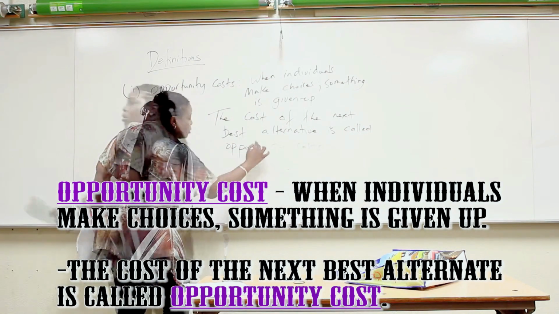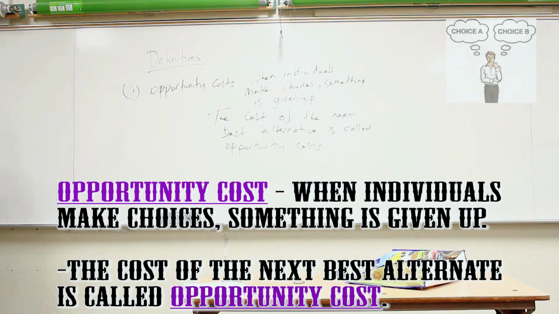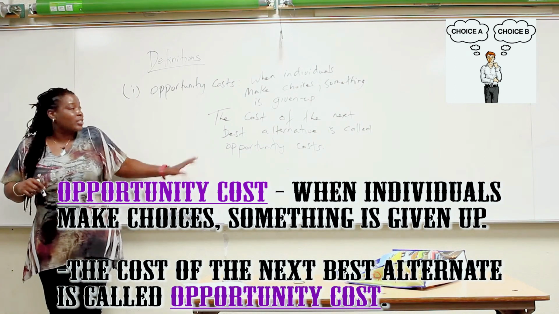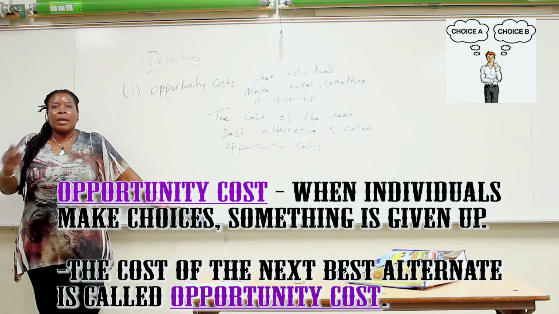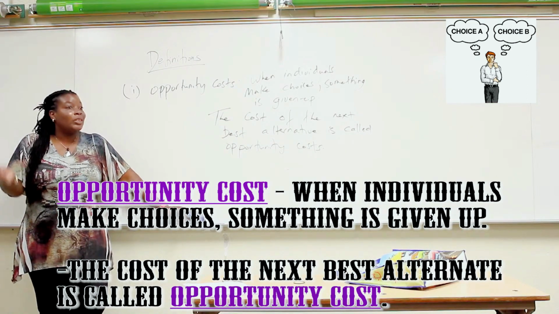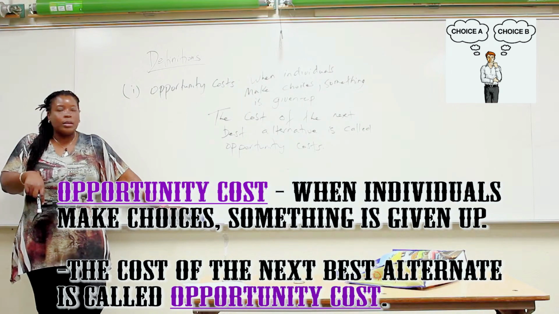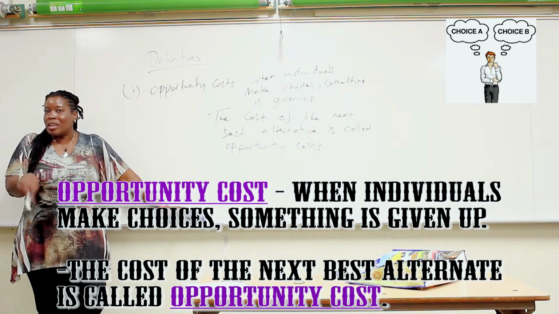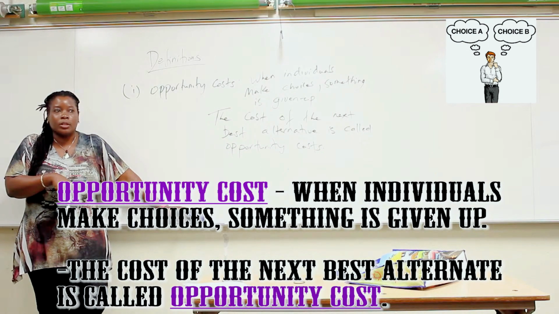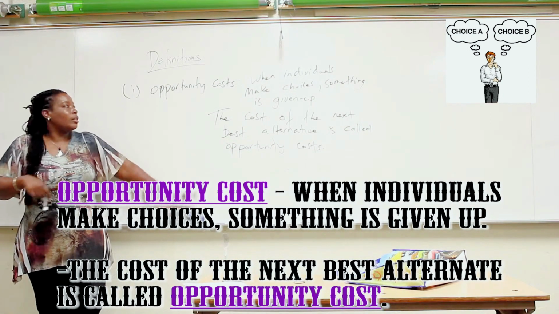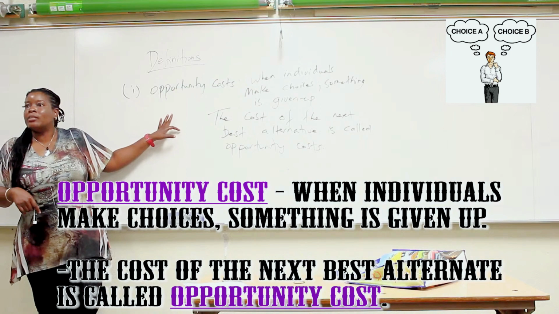opportunity cost. Whenever we make a choice, something is given up. That thing that we gave up, the next best thing, that's the opportunity cost associated with our choice. Make a choice, you choose something, you didn't choose something. The thing that you didn't choose, the next best thing, that's the opportunity cost associated with your actions. This is a very important concept in econ.